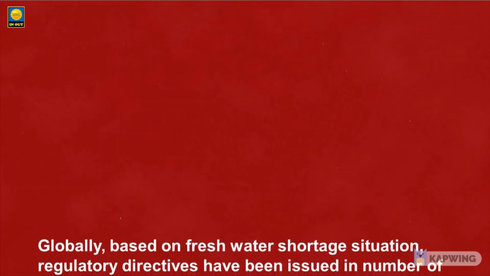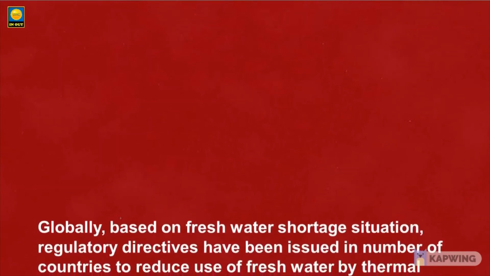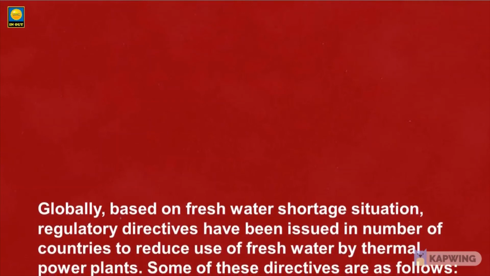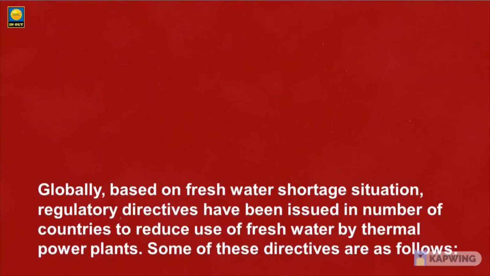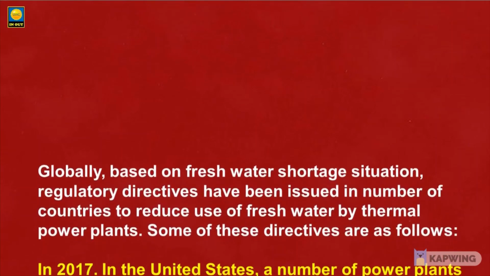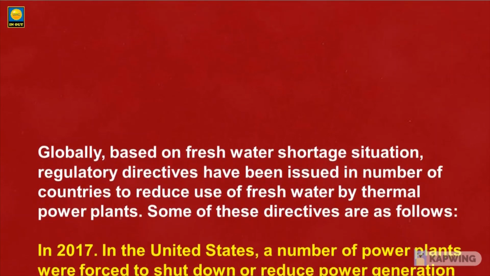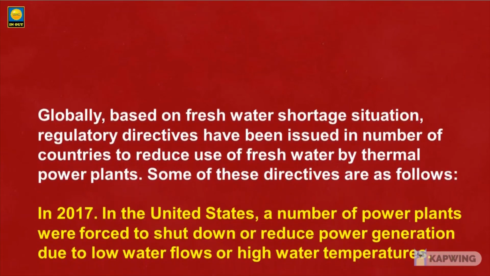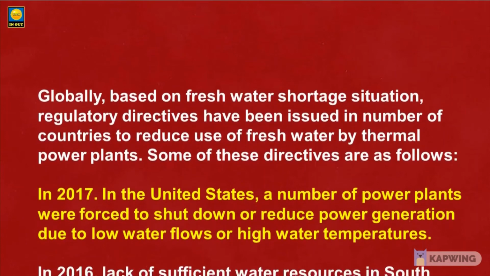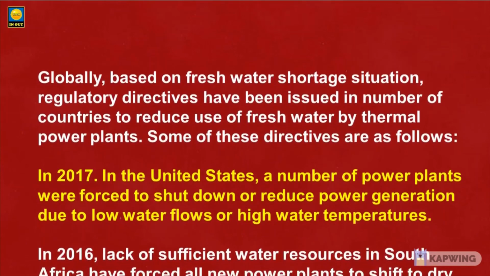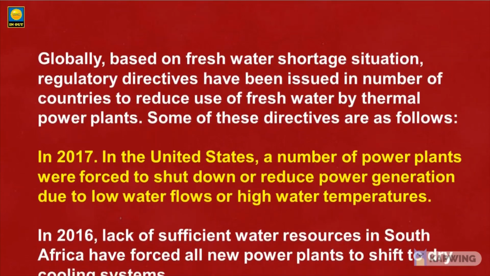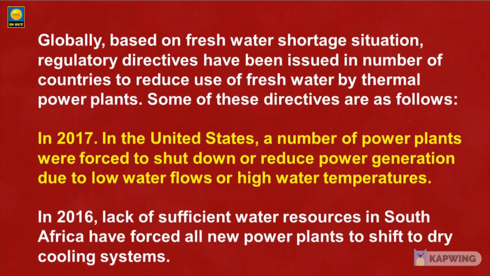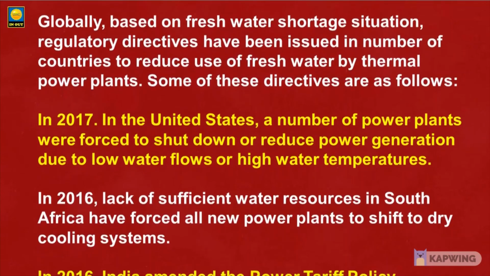Globally, based on fresh water shortage situation, regulatory directives have been issued in a number of countries to reduce use of fresh water by thermal power plants. Some of these directives are as follows. In 2017, in the United States, a number of power plants were forced to shut down or reduce power generation due to low water flows or high water temperature.